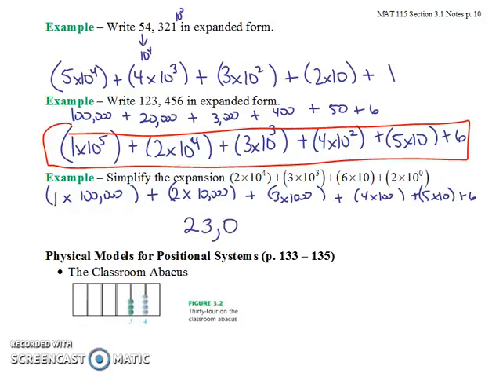And you may have never thought of 0 as a placeholder before, but it may make more sense now. And then we have 6 in the tens place, and then we have 2 in the ones place. And that's the number 23,062.